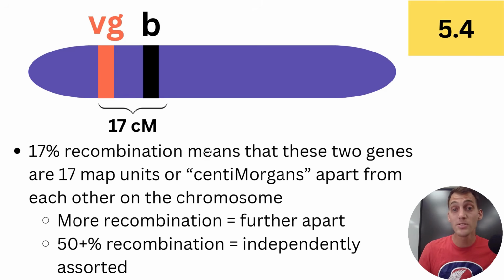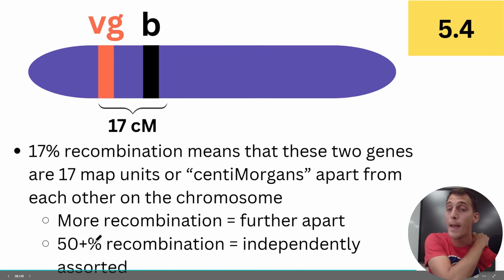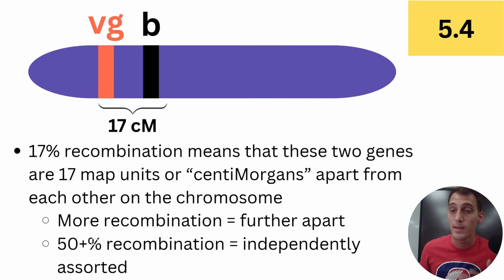17 map units, or centimorgans, apart from each other on the same chromosome, okay? If there was 28% recombination, there'd be 28 units apart. If there was 39%, there'd be 39 units apart. But if it's more than 50% recombination, they are independently assorted, all right? The inheritance of one gene does not affect the inheritance of another gene, or they're located separately on separate chromosomes.